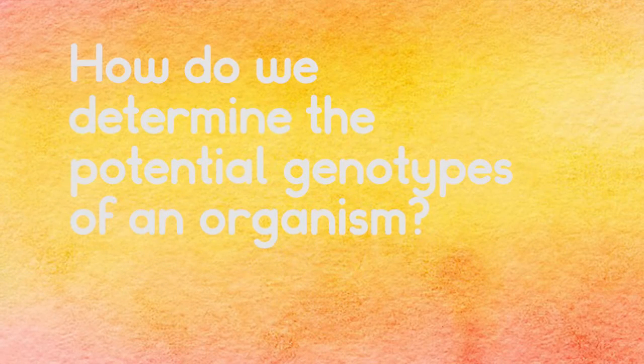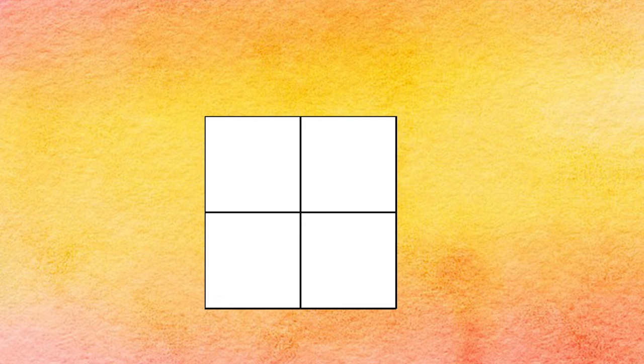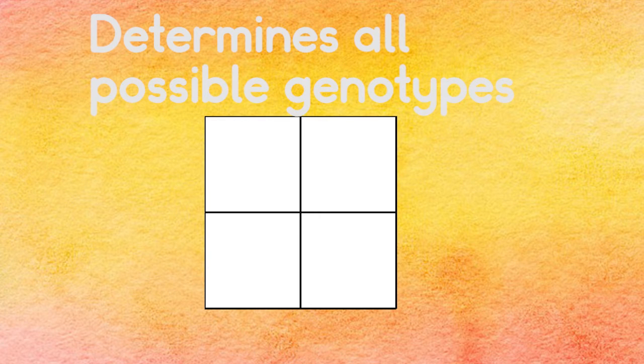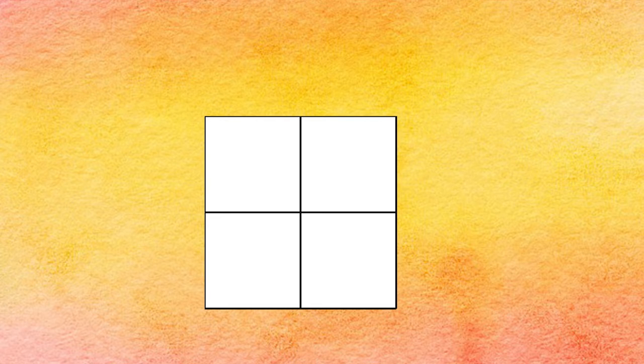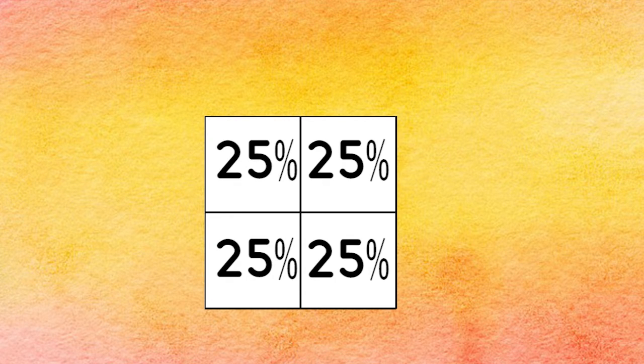So, how do we determine the potential genotype of an organism? Well, we do that with the help of Punnett squares. Punnett squares are square diagrams that determine all the possible genotypes by lining up the mother's and father's genotypes. Each square here has a 25% chance of being the offspring's potential genotype.